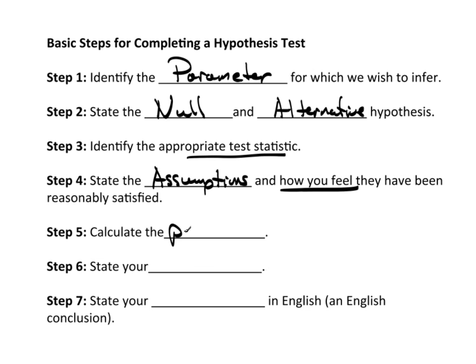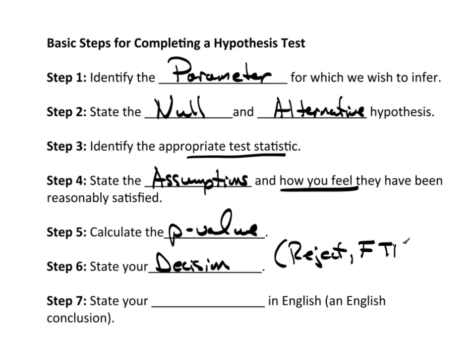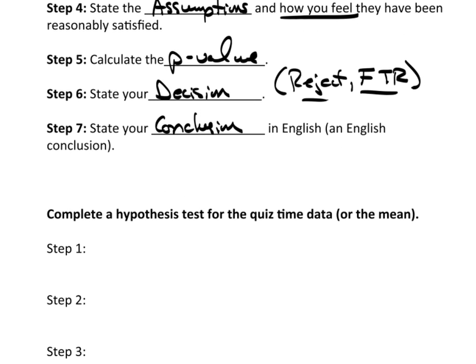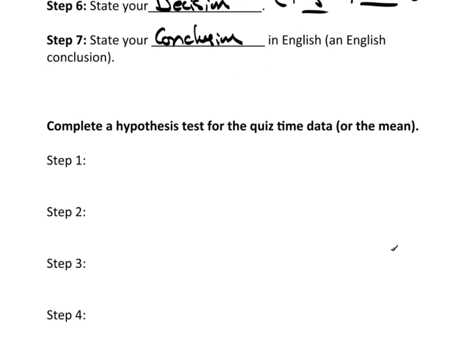Then we're going to calculate the p-value. Then based on the p-value, we will state our decision. The decision means simply, are you going to reject the null hypothesis, or are you going to fail to reject? That's your decision. Then you're going to state your conclusion in English. In other words, there is enough evidence to suggest whatever it is you're trying to show, or there's not enough evidence. That's what this is all about. Is there enough evidence to state or to show what you're trying to show? So let's go ahead and complete the hypothesis test for that quiz data.